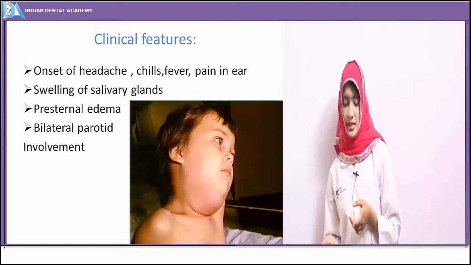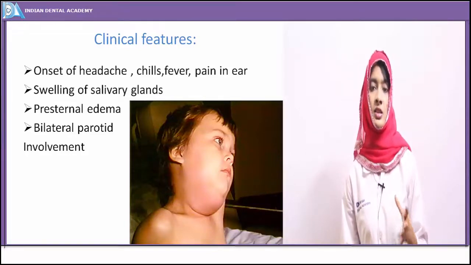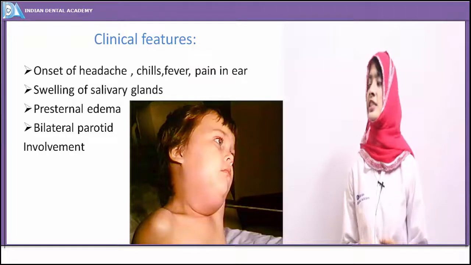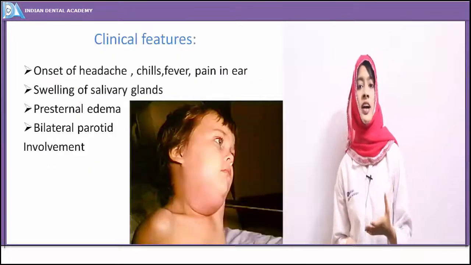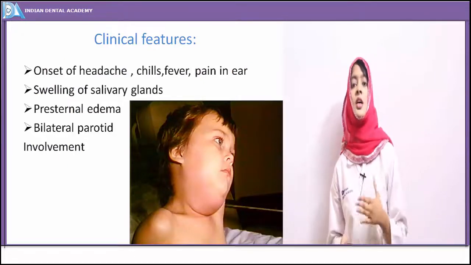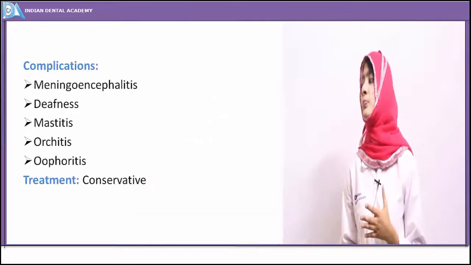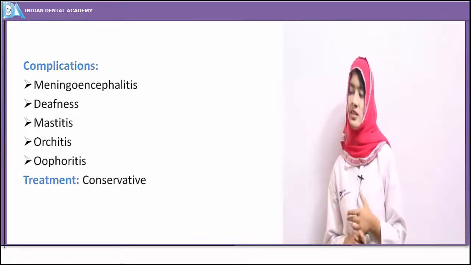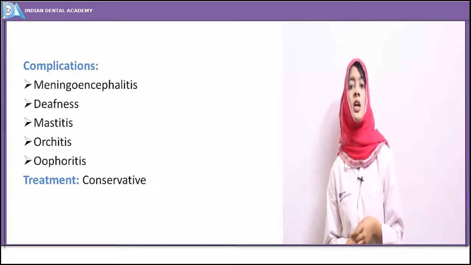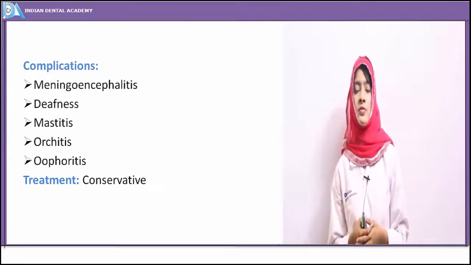Mumps virus has been shown to be a very contagious one, and because of the reticuloendothelial spread, the virus spreads to a lot of other systems, so the complications of mumps infection are more common, like meningoencephalitis, deafness, mastitis, orchitis or oophoritis. All these systems are affected because of the mumps infection.